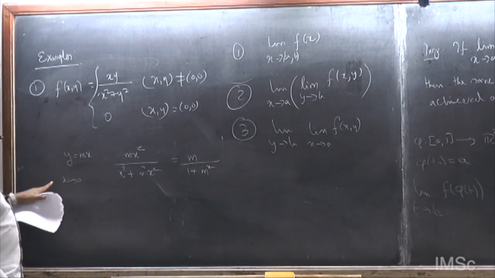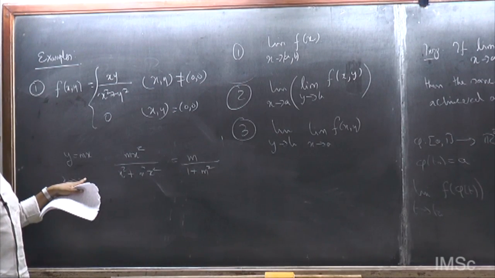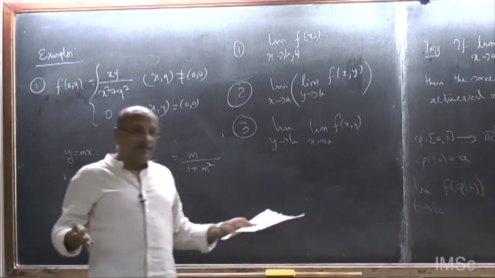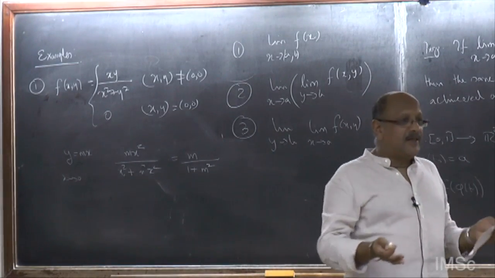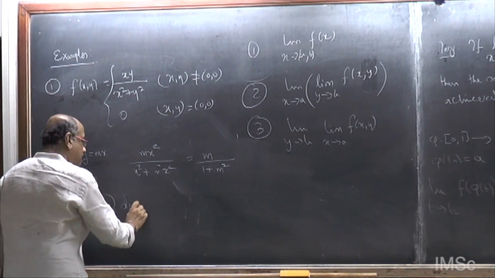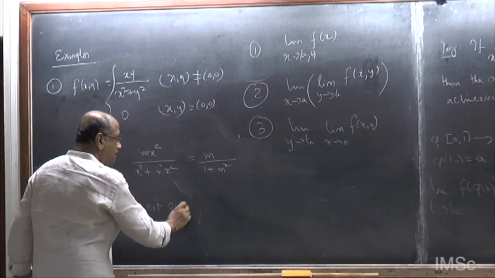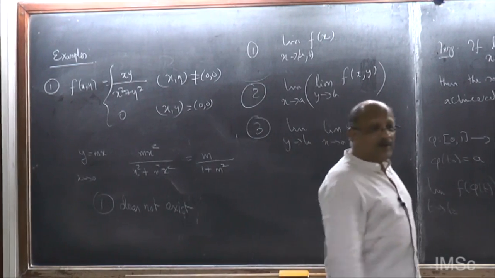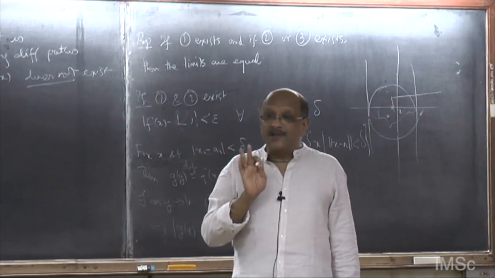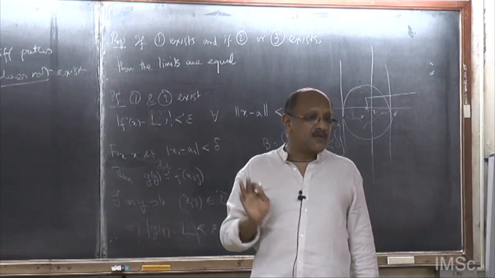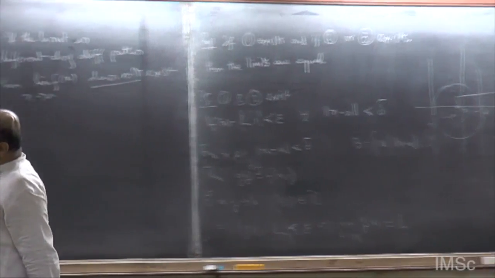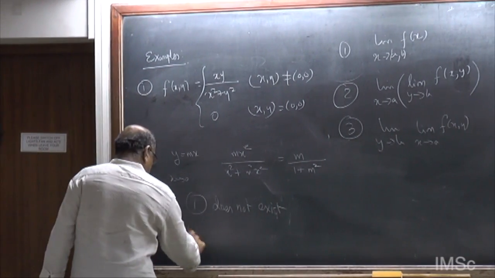So, what is the limit as x tends to 0 along any of these paths? The limit is m by 1 plus m square, and that changes for each m. So, if you change the straight line, the limit changes. Therefore, 1 does not exist, because on different paths we are getting different limits, but we said that if limit 1 exists, it should be the same on every path. So, now I have produced paths which are different, and therefore the limit does not exist. But what about 2 and 3?